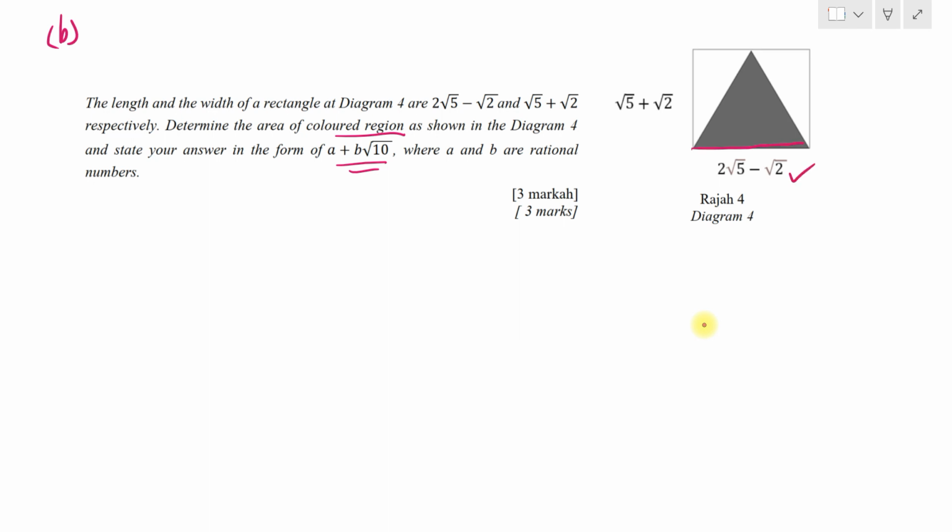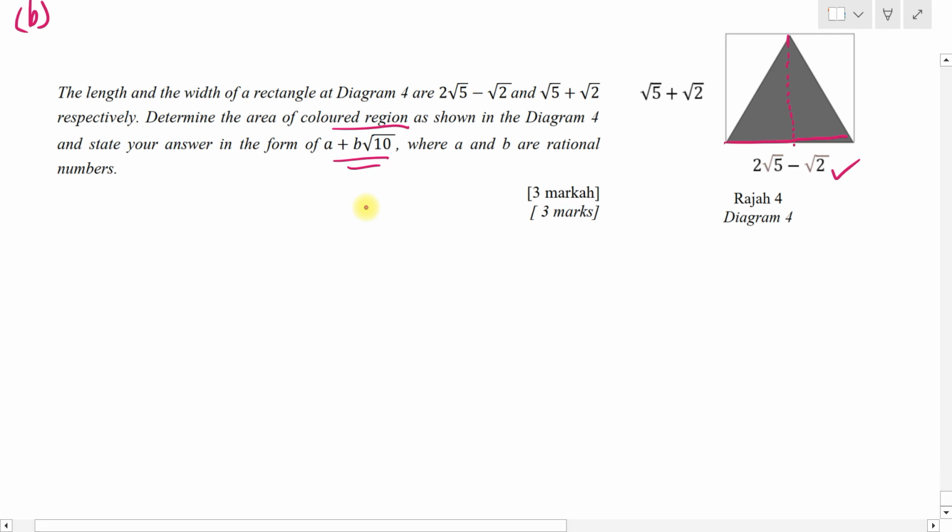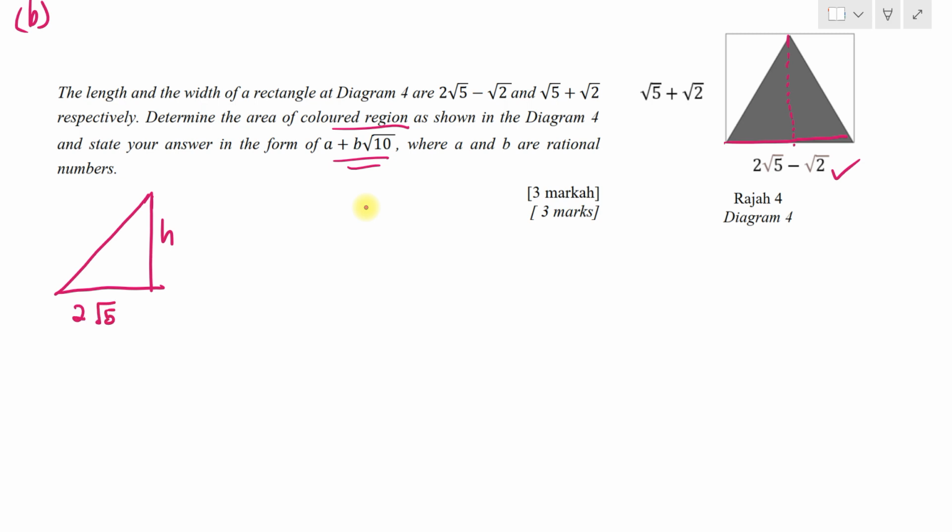The triangle's base we know is the same as the length of the rectangle, but we need to identify what the height of the triangle is. So we can use our Pythagoras theorem, there is no other way. Use your Pythagoras theorem. So I take out the triangle first. We find the height first. This is the height. This is 2 surd 5 minus 2 is the whole base. Correct or not? We only take half of the triangle, so divide by 2.